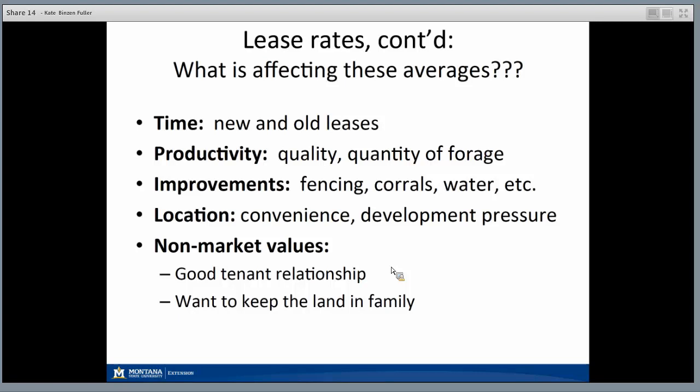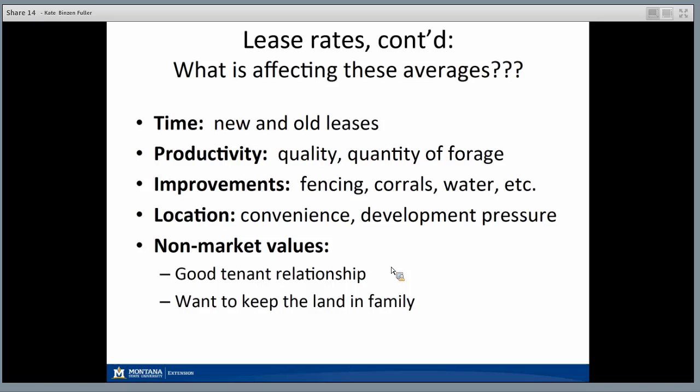If you saw any of those averages and you were skeptical, that didn't really seem like it reflected the rates that you're seeing or what you think is reasonable, that's probably a valid concern. There are a number of different things that affect these averages. One is time. These are a combination of leases that were just set up last year and leases that were set up maybe 10 or 15 years ago and haven't been updated.